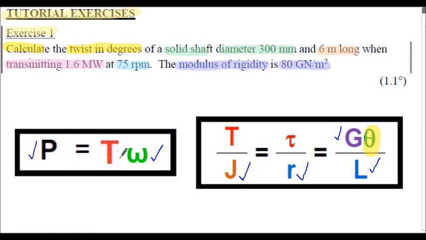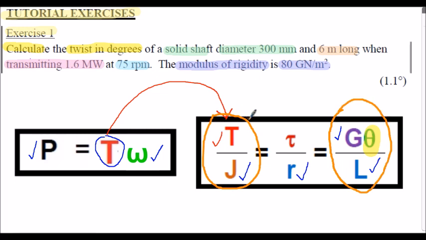So from the left-hand equation for power, I can see we can transpose that to make the torque T the subject. We can calculate the value of torque T and place that into our simple torsion formula here. So we now know T. And then we can use these two parts of the formula here and here and transpose the equation to find theta. So that's our thought process through the solution.